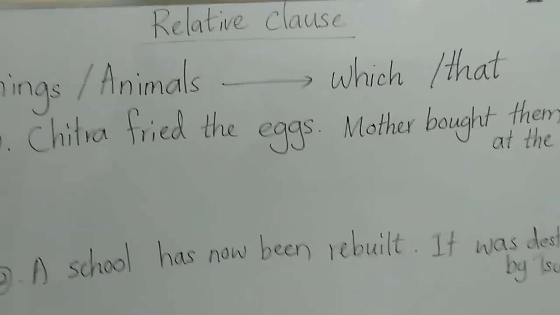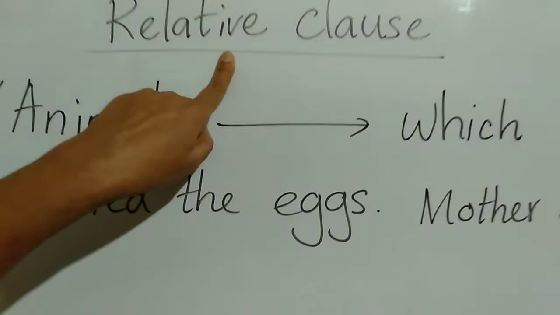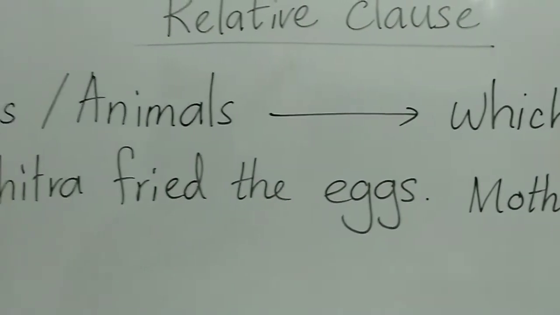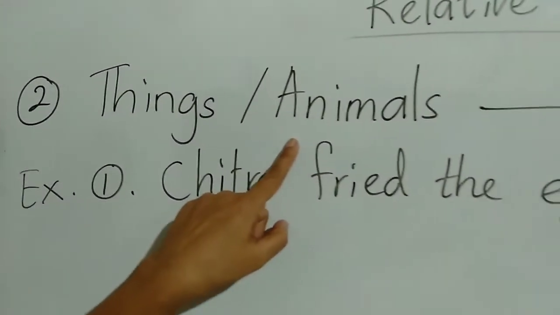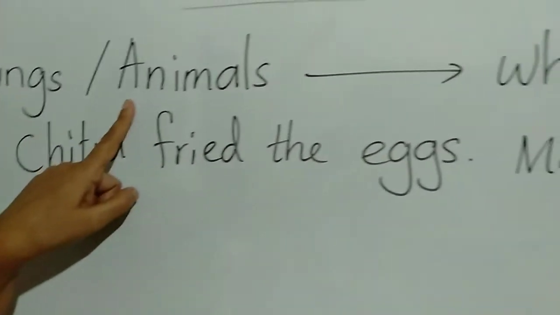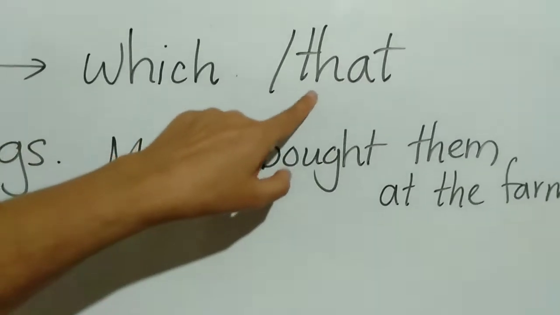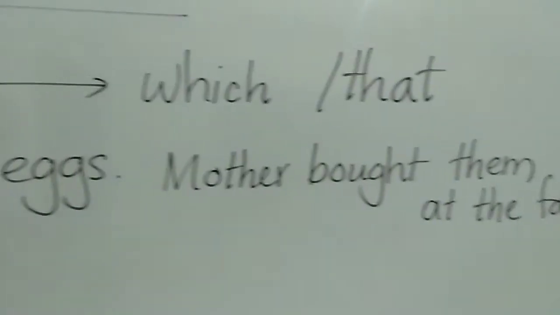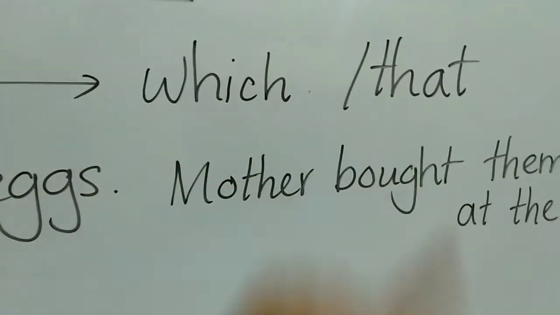Today we'll continue the rest of the lesson on relative clauses. I take things and animals. For things and animals, what is the relative pronoun we use? Which or that? Things and animals, which or that? You remember that.